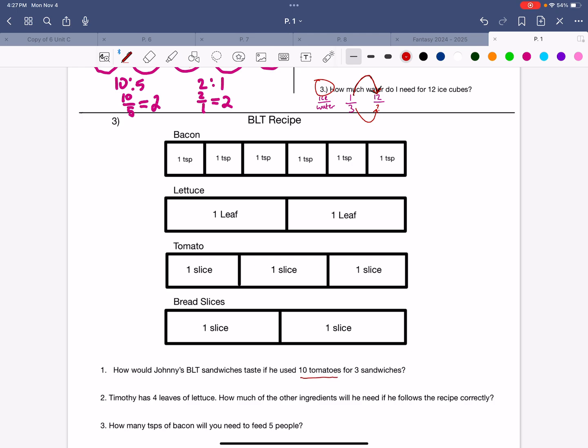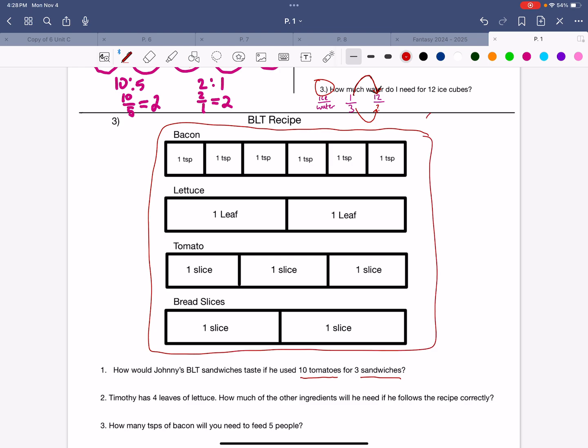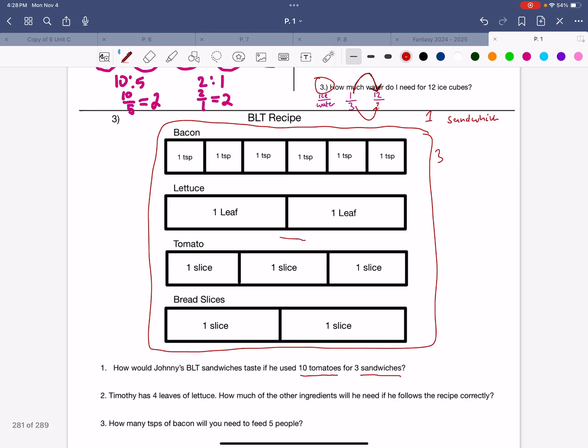Well, this recipe here makes 1 sandwich. If I were to make 3 sandwiches, how many tomatoes would I need for 3 sandwiches? How many tomato slices? If I use 10, how will those sandwiches taste? Will it follow the recipe correctly? Will it be too much tomato? Would it be too little tomatoes?